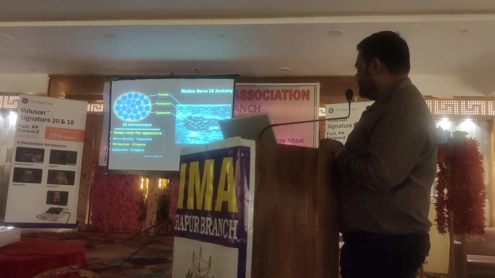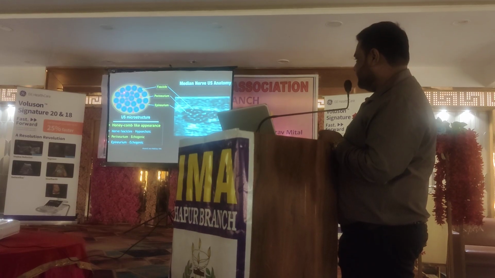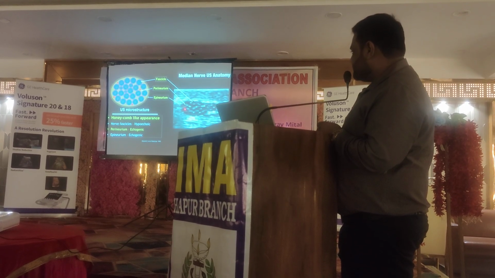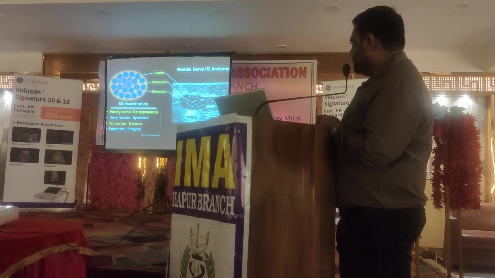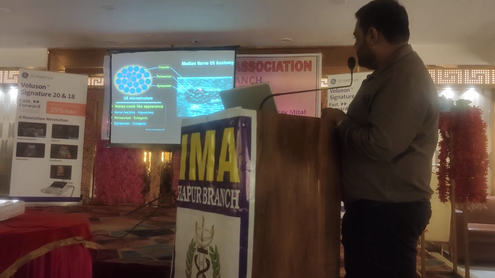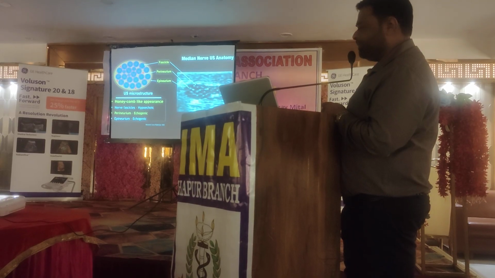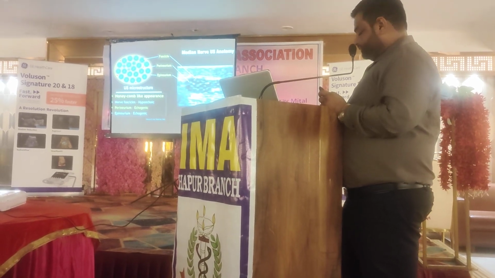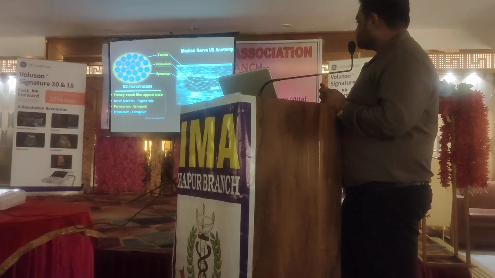shaped sheath that is covering all the fascicles, is perineurium. So perineurium is dark, that is hypoechoic, and fascicle is hyperechoic. So it gives median nerve its classical honeycomb appearance. If there is honeycomb appearance, we can see that it is a healthy nerve.